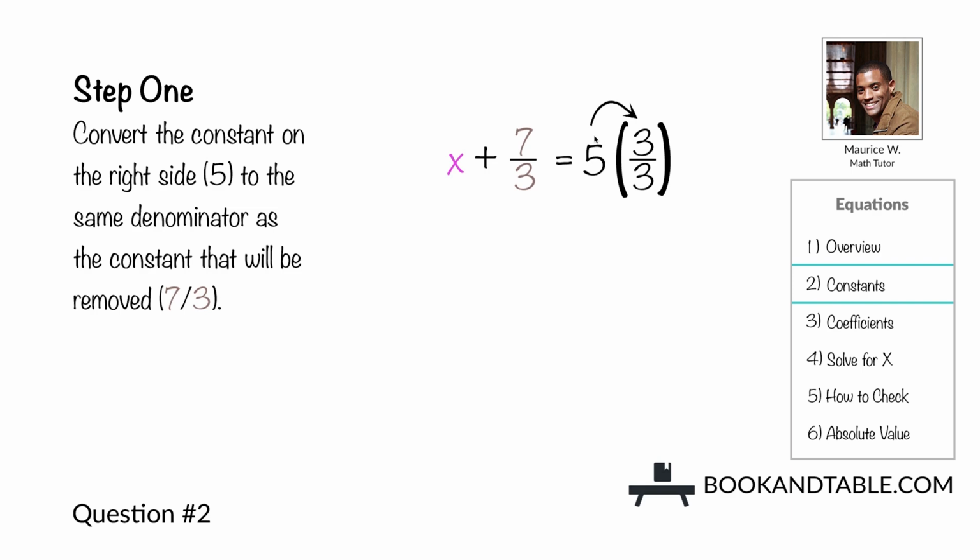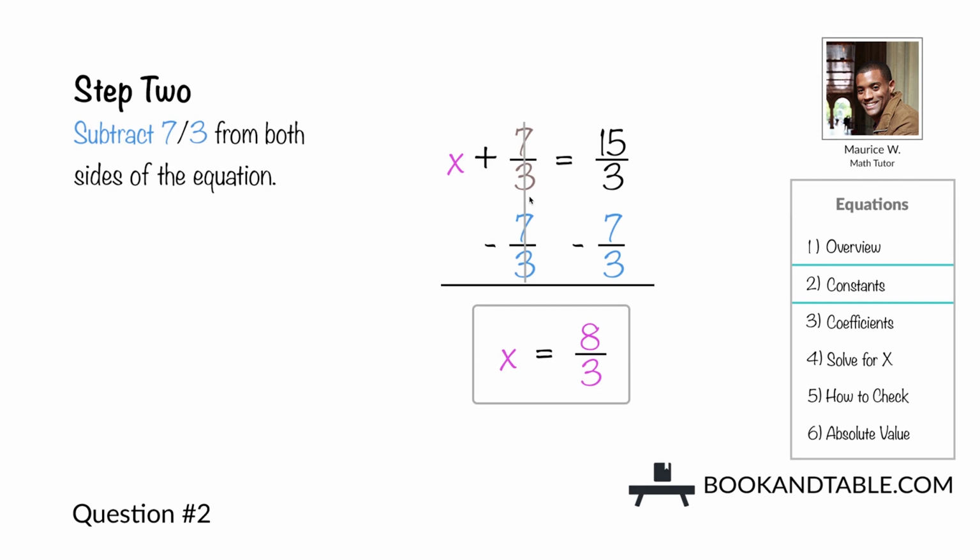So we are not changing the actual value of 5. We are simply changing how we represent that value. So instead of the number 5, we represent it with 5 times 3 over 3, which would give us 15 over 3. So now our equation is set up nicely so that we can subtract the 7/3 in step 2.